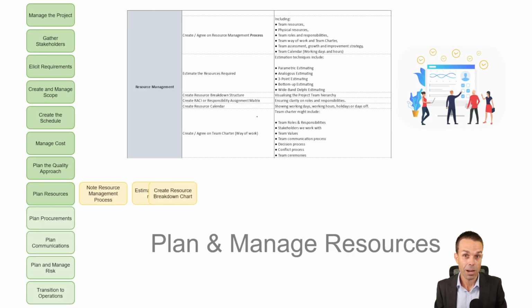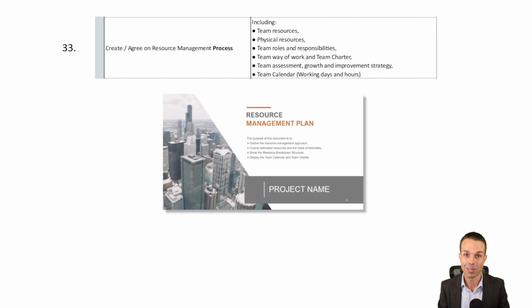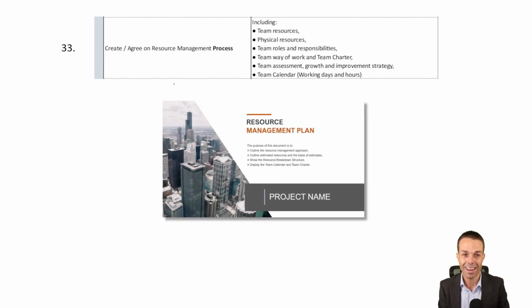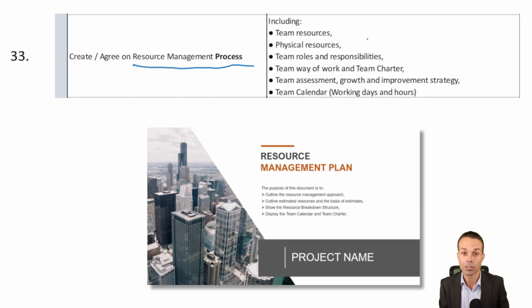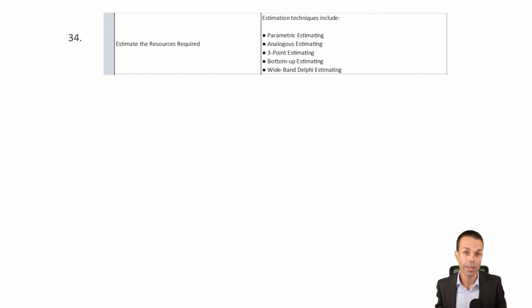Now, as we go along planning our project, we also want to plan the resources. So who do we need and what do we need in order to get our project done? And the first thing we do, surprise, surprise, we want to plan out our resource management process. So how are we going to manage the resources? Let's just create a strategy for this. And we can include things like the team resources, the physical resources or materials, team roles and responsibilities, the team way of working, team charter, any team assessments, growth and improvement strategies, and the team calendar and their ways of working, their working days and working hours. So all very important information to have in our plan.